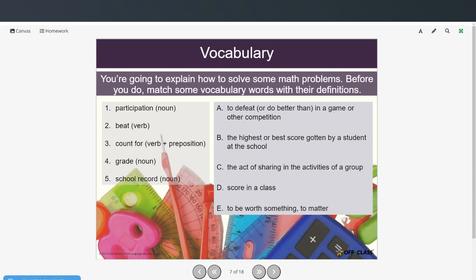All right, so letter A, to defeat or do better than in a game or other competition is to beat. The highest or best score gotten by a student at the school would be the school record. The act of sharing in the activities of a group is participation. Score in a class is a grade. And to be worth something or to matter is to count for.